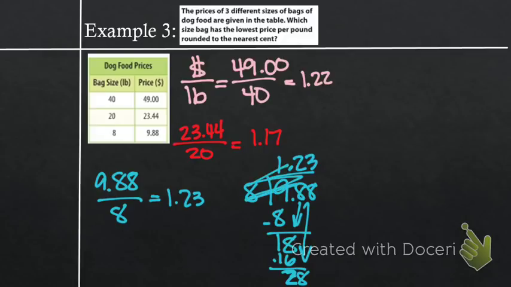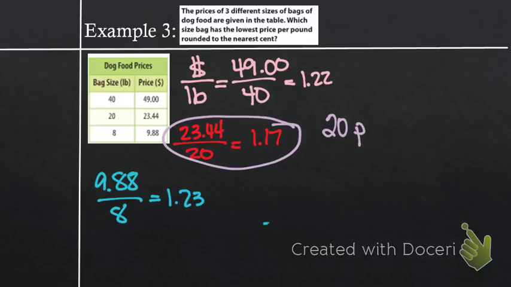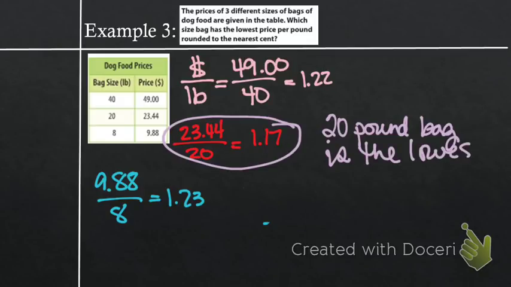Our question says, which size bag has the lowest price per pound? Let's see, our smallest number is $1.17. So we know that the 20-pound bag is the lowest price per pound.